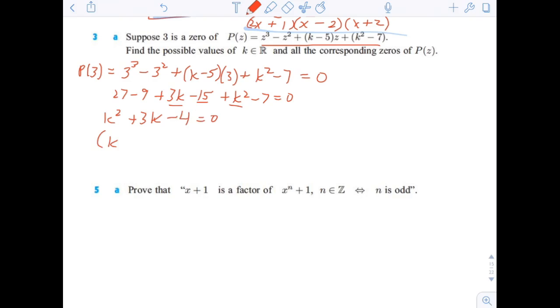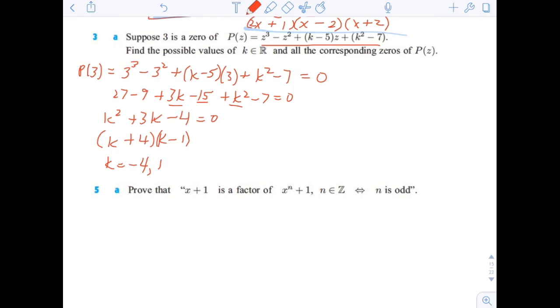So this could be k plus 4, k minus 1. So 4k, yes, that gives us the middle term, that gives us the last term and the first term, so it works out. So k could be -4 or 1. And it says to find all the corresponding zeros.